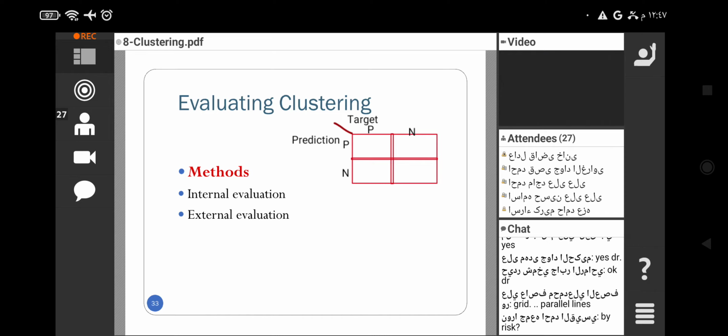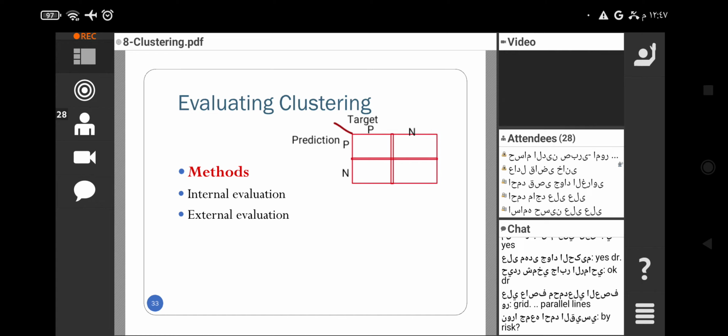Okay, if for example we have 100 test data, and we want to use this test data to evaluate the classifier. So we have 100 data for the evaluation of the classifier.